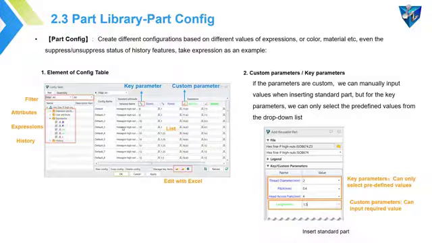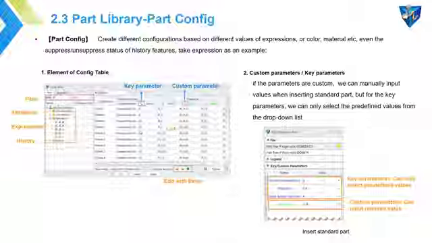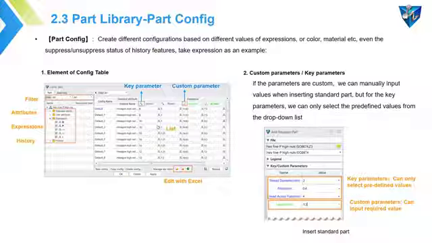Next I will show you more details about part config. First, let's see the main elements of the config table. There are filters in the top left corner, and the items you need to config are in the lower area. There are 3 types: part attribute, expressions, and the modeling history. You can make part config based on them. And in the right area is the config list. All the existing configs can be found here. And in the lower area, there are some Excel-related commands.